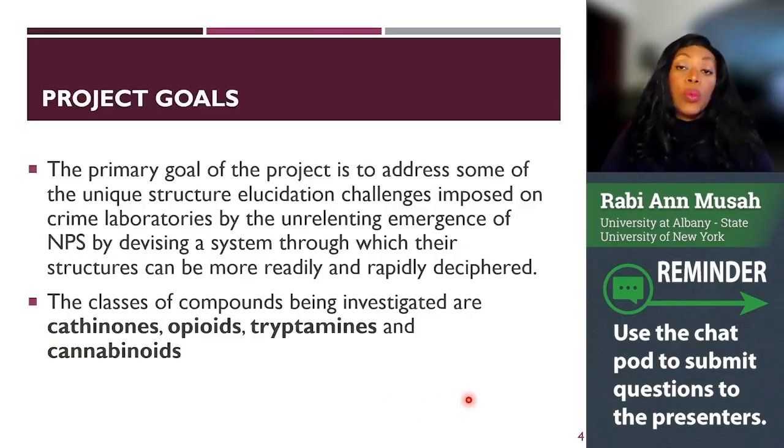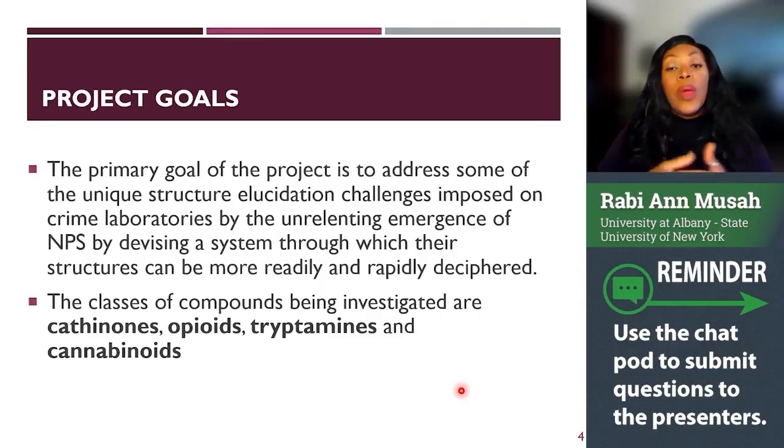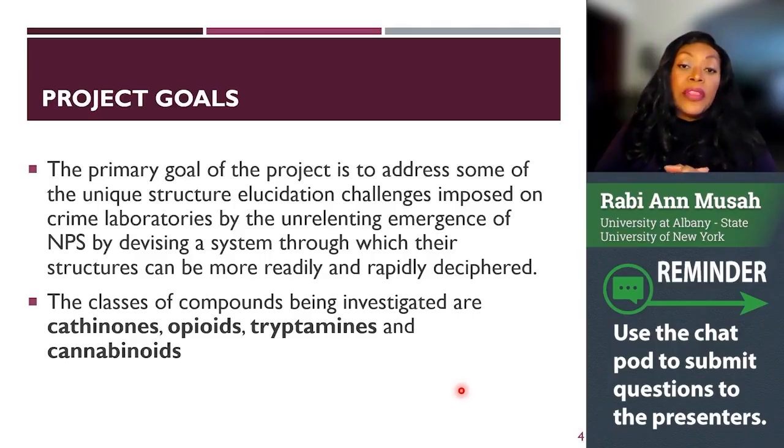So the primary goal of the work was to address some of the unique structural elucidation challenges that crime labs are experiencing because of the emergence of new psychoactive substances, and coming up with a way to rapidly address that issue by crime labs. Now, there are broad ranges of these types of substances or classes. There are cathinones, opioids, tryptamines, and cannabinoids. I'm going to be focusing today on cathinones and tryptamines.